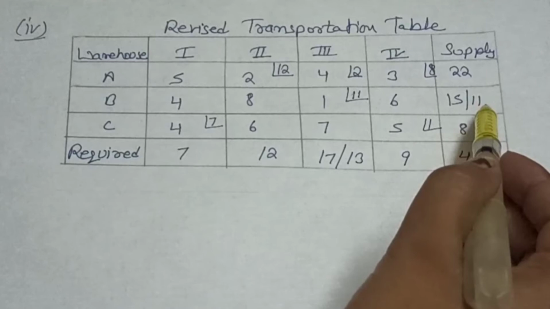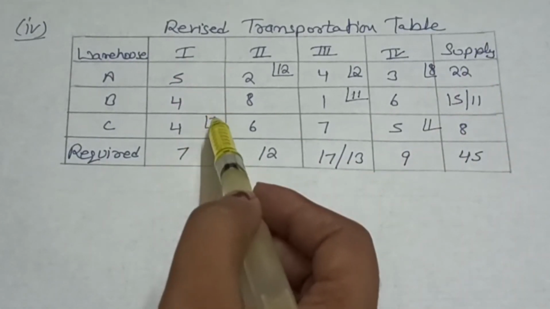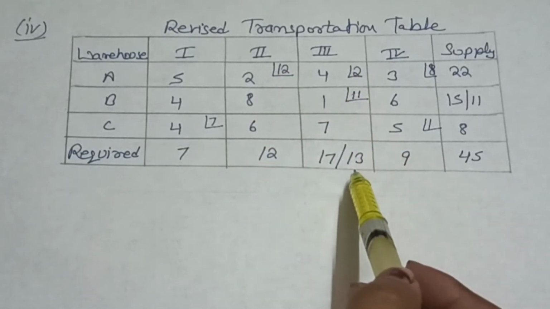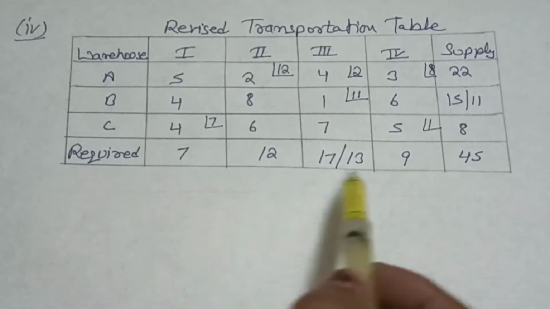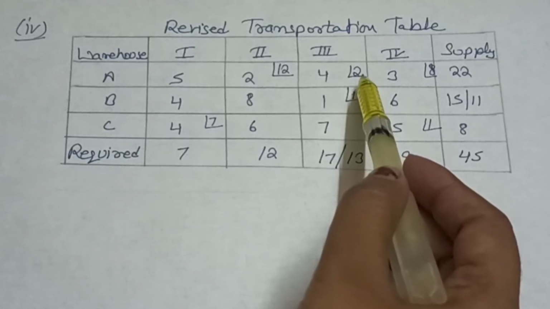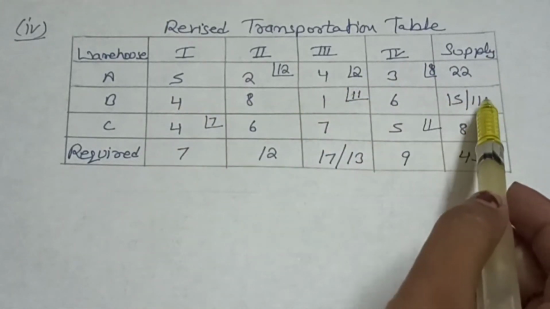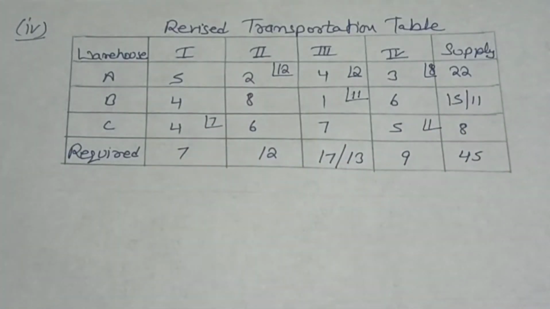So 11 is equal to 11 and all allocations are the same, like 7 is equal to 7, 12 is equal to 12, 2 plus 11 is equal to 13, 8 plus 1 is equal to 9. So you can see requirement is the same and here 12 plus 2 is 14, 14 plus 8 is equal to 22 and here 11 is equal to 11. Here 7 plus 1 is equal to 8. So we can say our solution is optimal and we didn't change anything.